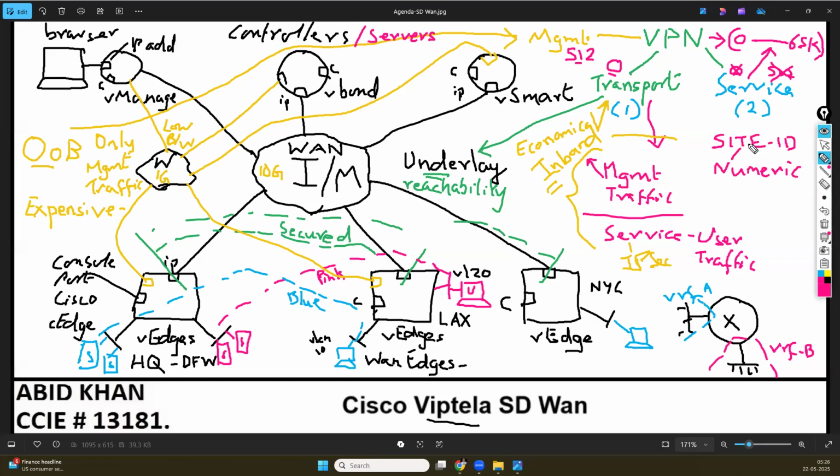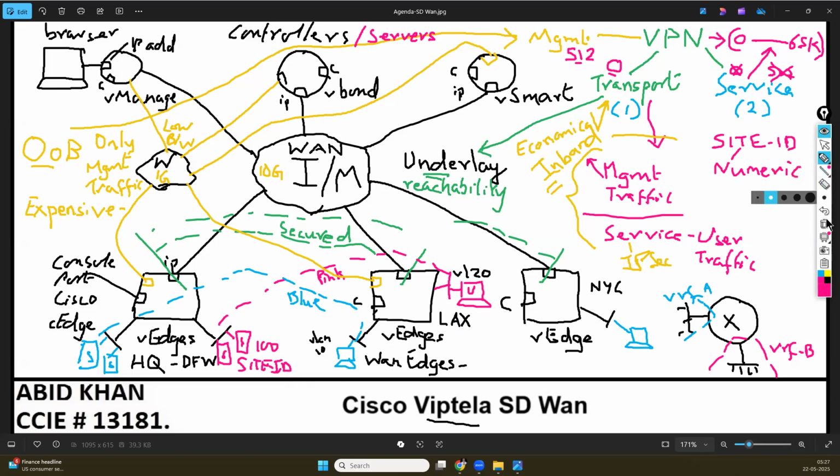Site means what? Ultimately, it will be in some location. So how will this location be identified? The location will be identified by something called as what? Site ID. It can be numeric, it can be any number. So like HQ over here, I can say HQ is Site ID 100.